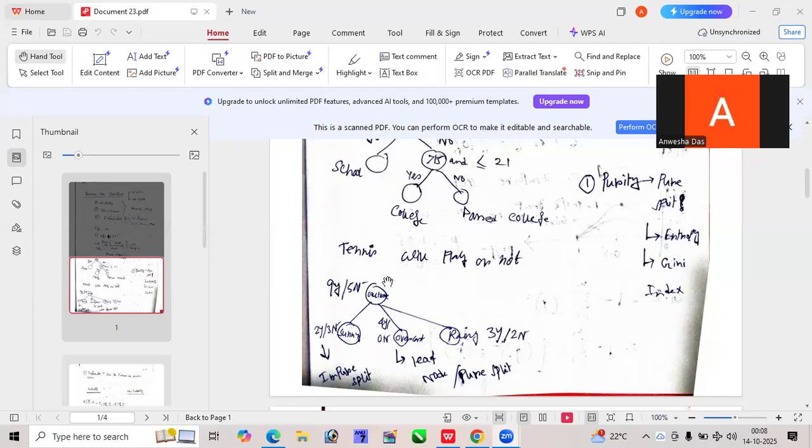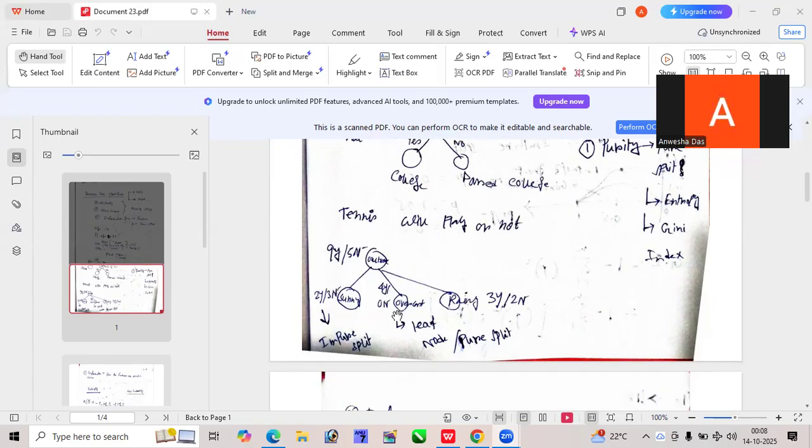Now, here I have taken these things from the data set. Outlook: in outlook, there is sunny, overcast, and rainy. Overall, there are 9 yes and 5 no. In sunny, there are 2 yes and 3 no. In overcast, there are 4 yes and 0 no. In rainy, there are 3 yes and 2 no.